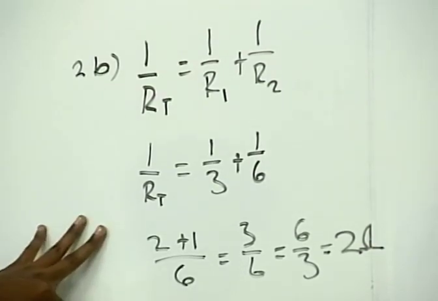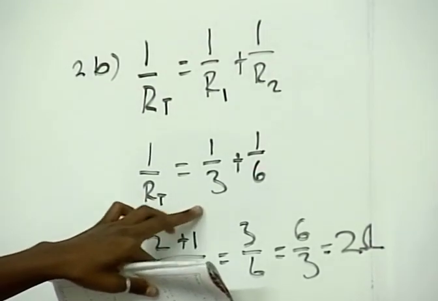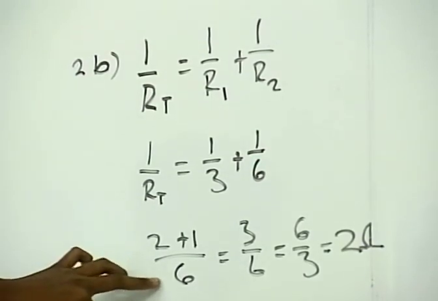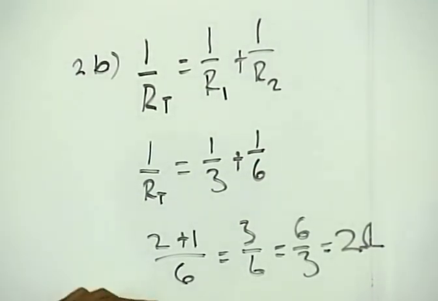So to get the combined resistance, we have 1 over R equals 1 on 3 plus 1 on 6 ohms. Then you have 3 goes into 3 once, which is 1, times 2 is 2, plus 6 goes into 6 once, times 1 is 1. And then we get 3 on 6.